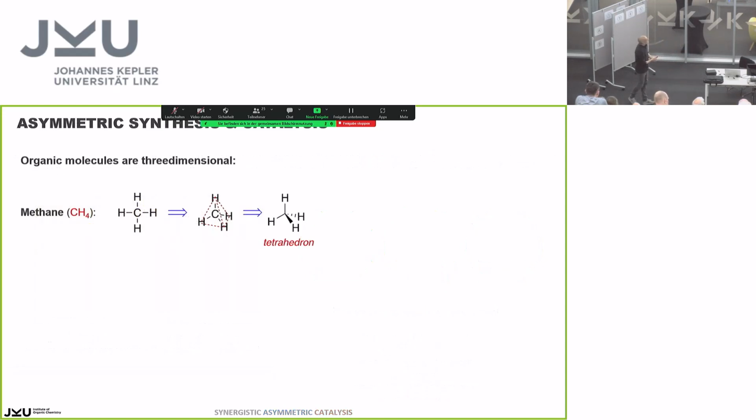Now, why is this interesting? When you look at it, an organic molecule is not flat. So the most simple organic molecule that we have is methane, and methane already is a tetrahedron.